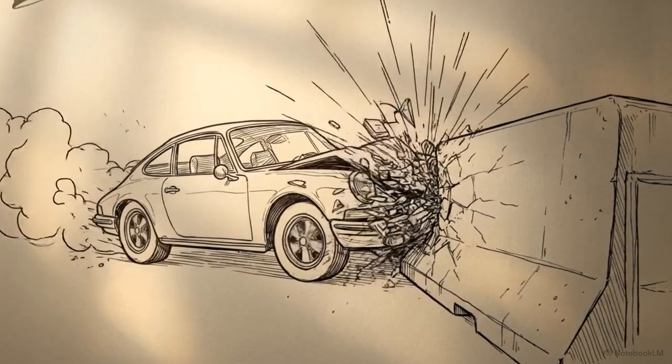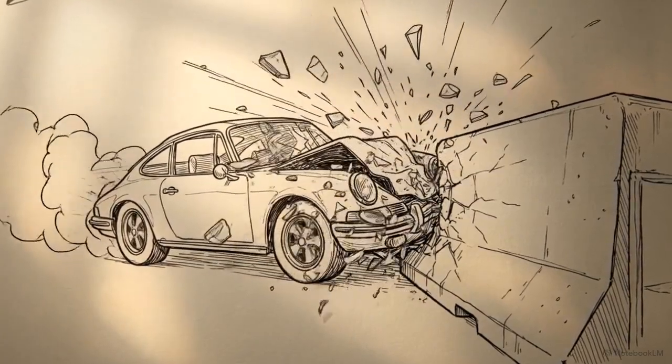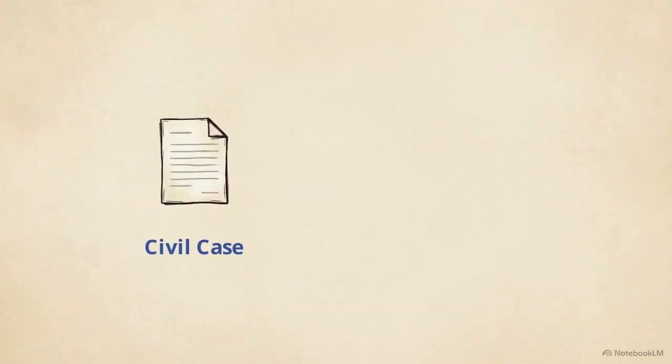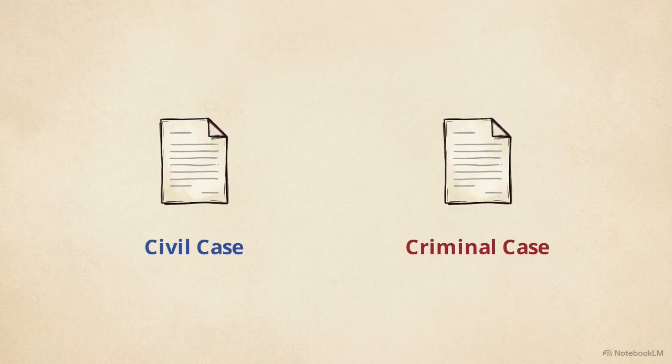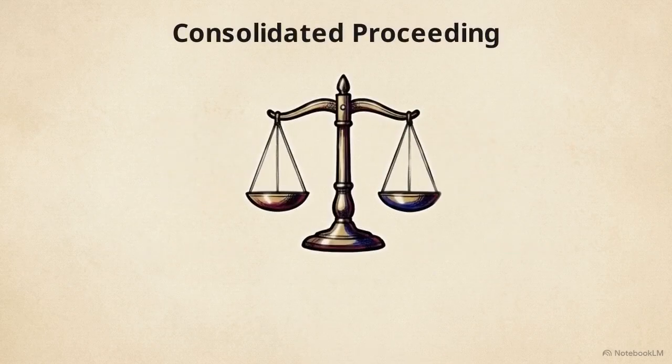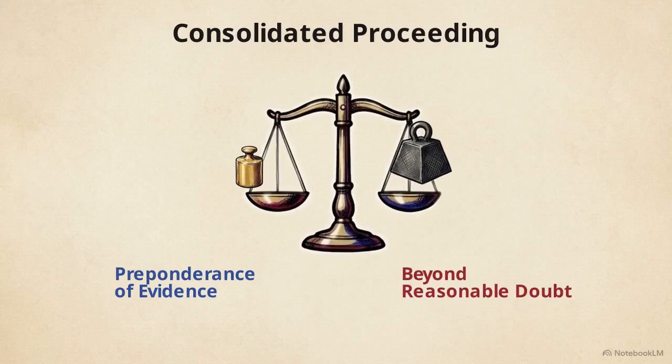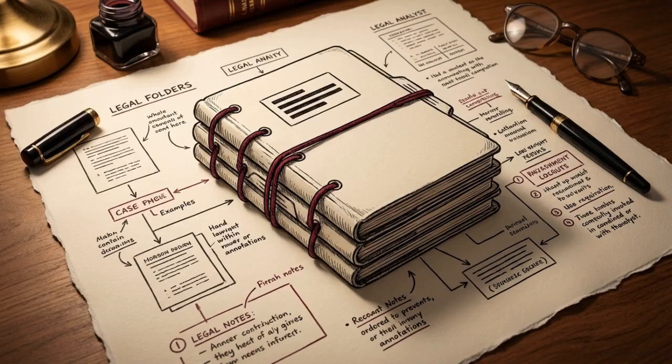Another major procedural trap for students is the mistaken belief that civil and criminal actions can never be merged. A civil case for damages and a criminal case for physical injuries arising from the exact same vehicular accident can be joined. The court applies different quantums of evidence simultaneously: preponderance of evidence for civil liability and beyond reasonable doubt for the criminal charge. This brings us to the doctrine of expedient consolidation.